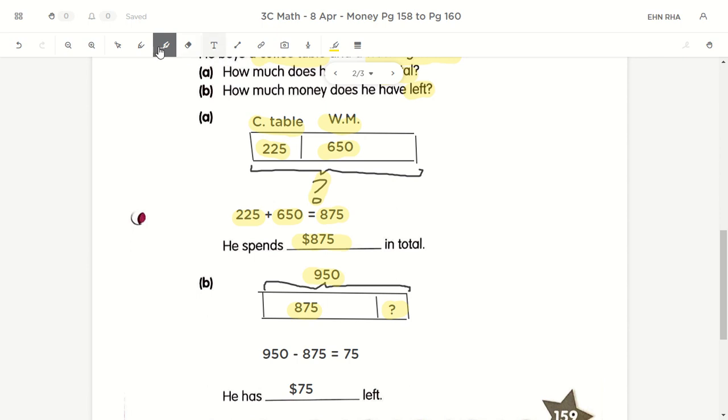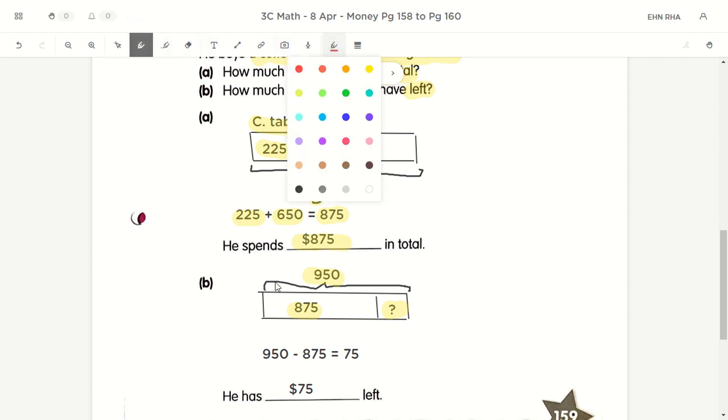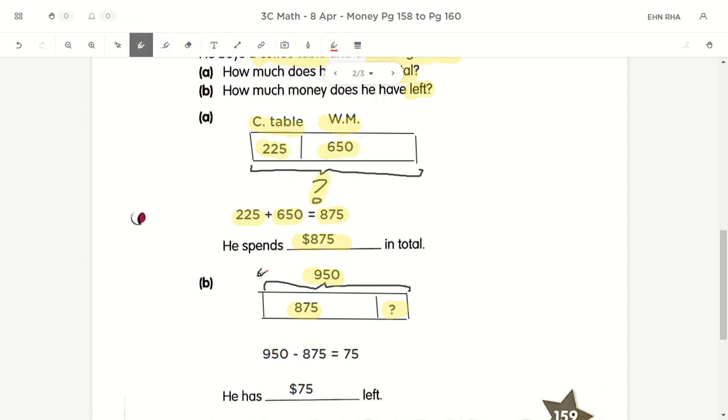So having this model here, you realize that this is a part whole model. I have this amount of money with me. I spend this. How much am I left with? All I need to do is use the total minus how much I spend, which gives me how much I'm left with. So again, include the dollar sign in. I'm left with $75. So it's actually quite simple.